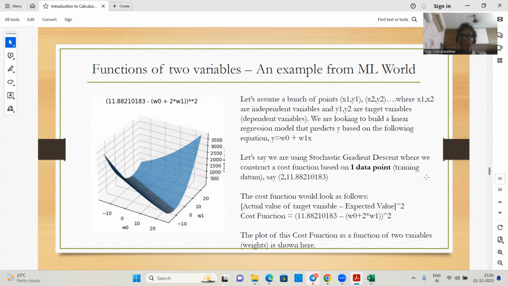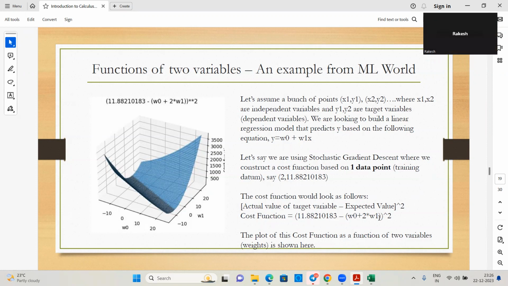So the actual value of the target variable is 11.88210183. Now, can somebody tell me what is the expected value? Not Mugundan, someone else. W0 plus W1X. Okay. So what is the X value here? 2. This data point. 2. Correct. So the cost function, don't you see, it's 11.8821 minus (W0 plus 2 times W1), the whole square. That's our cost function.